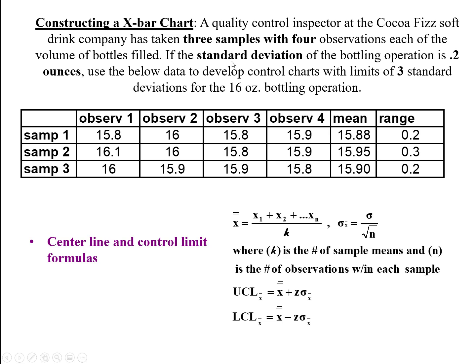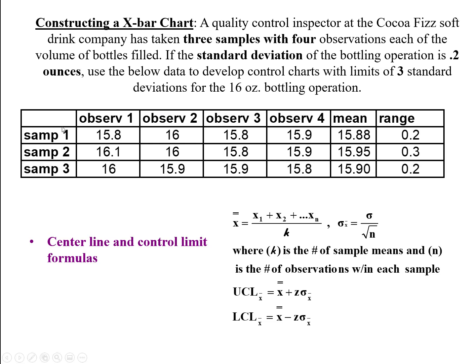So if you read it further, if the standard deviation of the bottling operation is 0.2 ounces, use the below data to develop a control chart with limit of 3 standard deviation for the 16 ounce bottling operation, because they claim that in each bottle they put 16 ounce of the drink. So now the inspector just randomly takes 3 samples with 4 observations. Let's suppose they have 4 warehouses or 4 different areas. So from each they just take 3 samples with 4 observations.